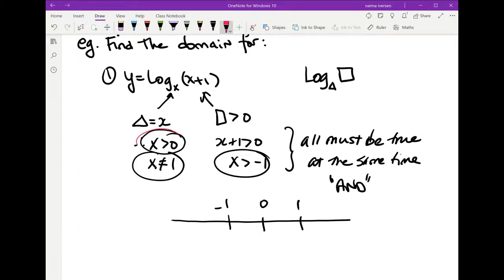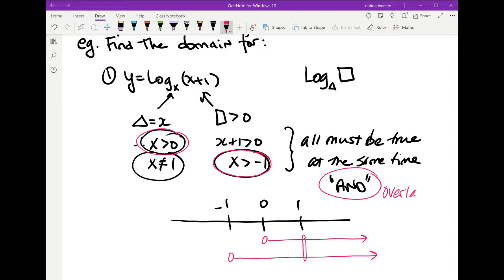First of all, x is greater than 0. Looks like that. Secondly, x is greater than -1. Looks like that. And thirdly, x is not equal to 1. So that sort of takes that spot out. And the AND means where everything happens at the same time, or where they overlap. So hopefully we can see that these are overlapping in here and also in there, but not at 1.